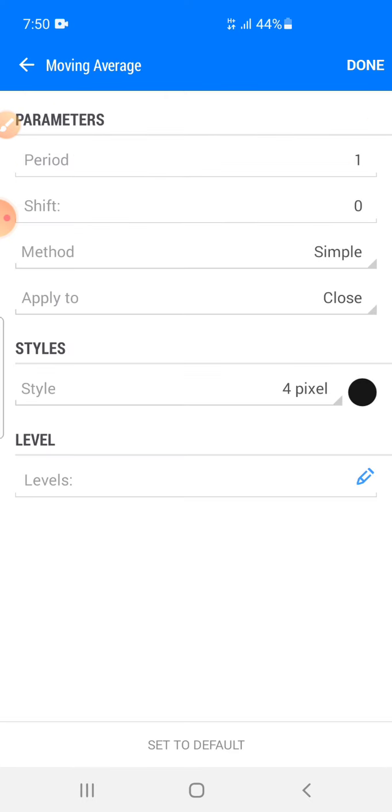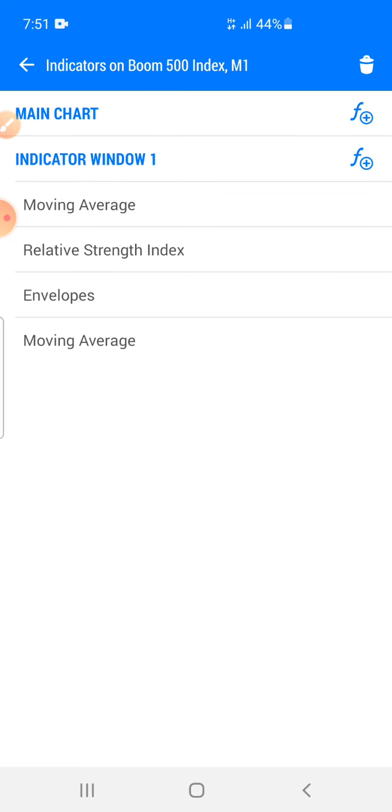Then the last moving average is our short period moving average, which is period 1, shift 0, method simple, apply to close, then style 4 pixels. I still use black so that the two moving averages have the same color.